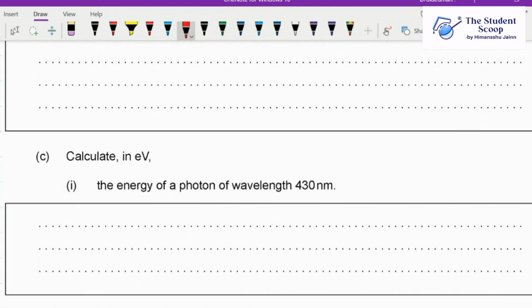Calculate the energy in eV. Now, the energy of the photon can be calculated for the wavelength. This is very easy. We can use hc over lambda, and in eV we would take 1.24 into 10 to the minus 6 upon 430 nanometers. So that is 2.9.